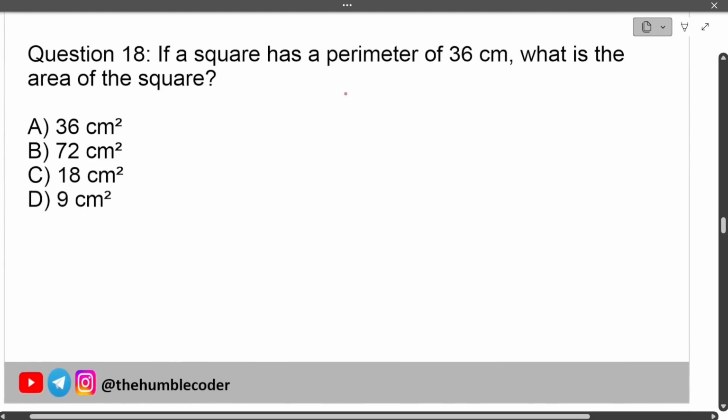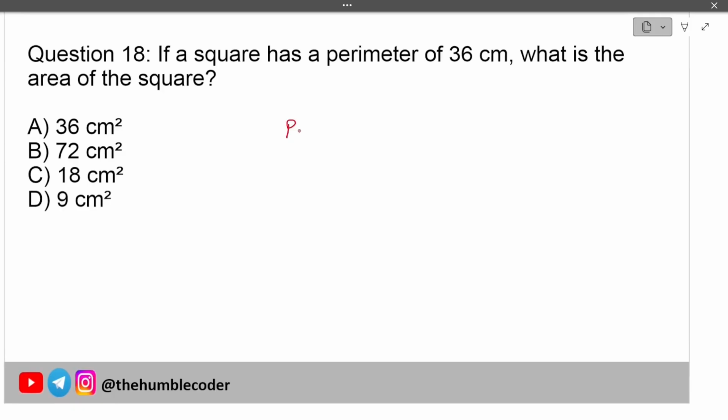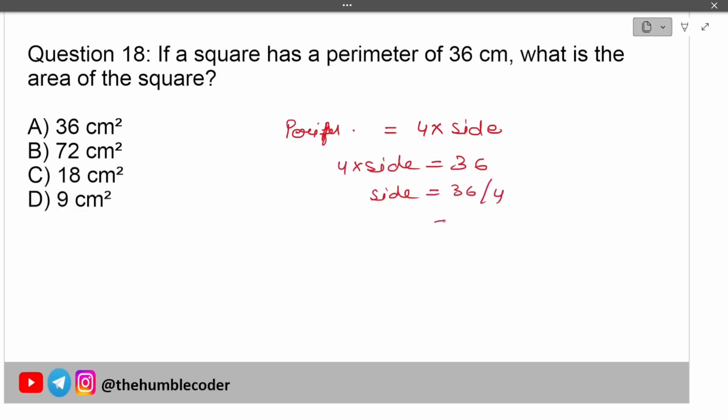If a square has a perimeter of 36 centimeters, what is the area of the square? Okay, for this one you should know the perimeter formula. So the perimeter formula is what? 4 into side. Okay, so we are given the perimeter value, which is 4 into side equals 36. So side is what? 36 by 4, which is 9.